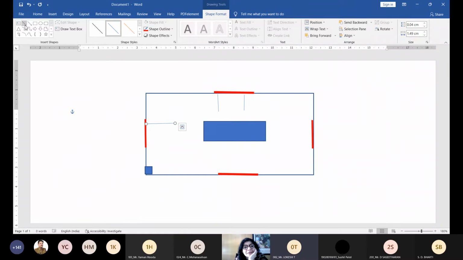Actually, why does that happen, ma'am? Sorry? Why does that happen, ma'am? Why do people prefer to have the wall that way? Is there any advantage in that? So I'm just going to close this.